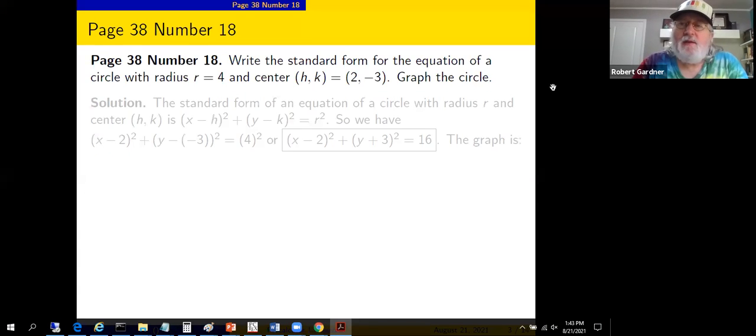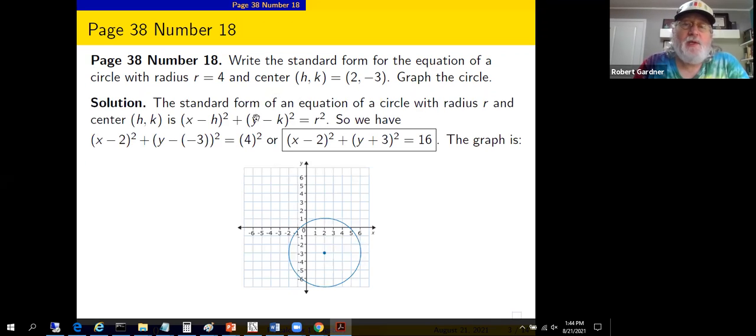In number 18, you're told to write the standard form for the equation of a circle with radius 4 and center (h, k) equals (2, -3) and graph it. The only important parameters for a circle are the radius and the center, so not a problem. Standard form of the equation of a circle is (x minus h) quantity squared plus (y minus k) quantity squared equals r squared, saying "quantity" to indicate the parentheses. So that's my verbal version of the symbols.